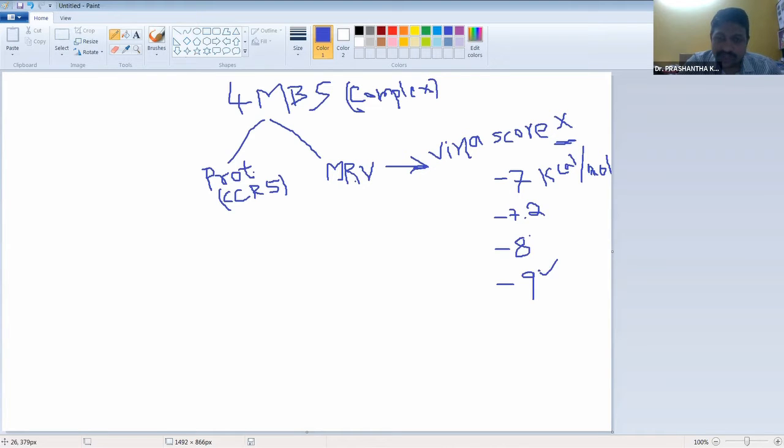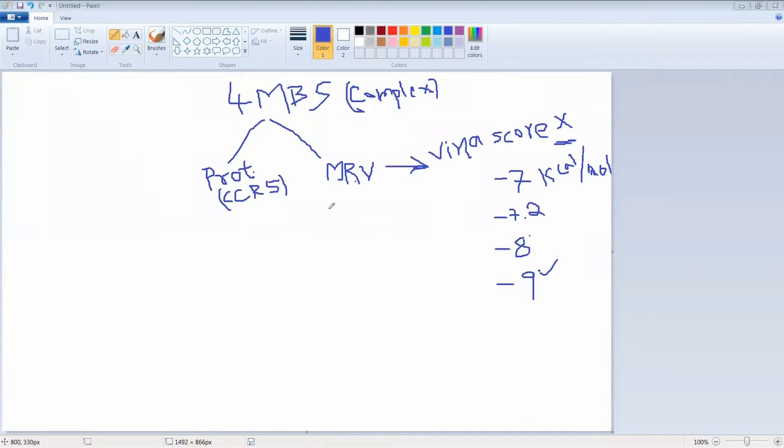Since we do not have the score, we have to perform the docking for that existing drug and get the associated score. It is as simple as that. Let me put the entire thing in an easy-to-understand way.